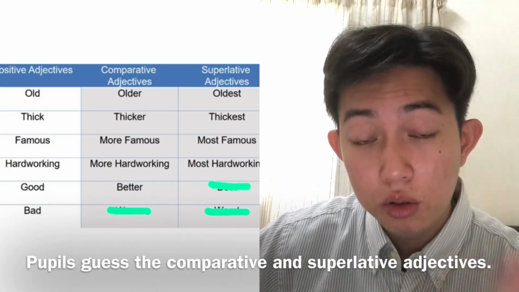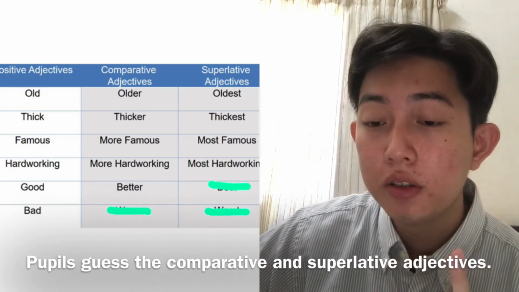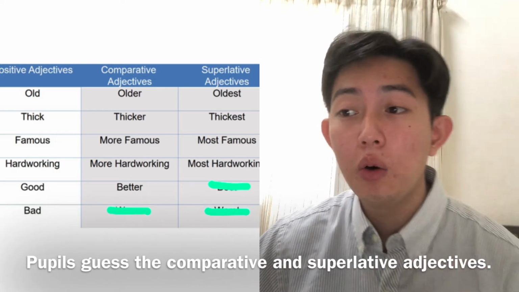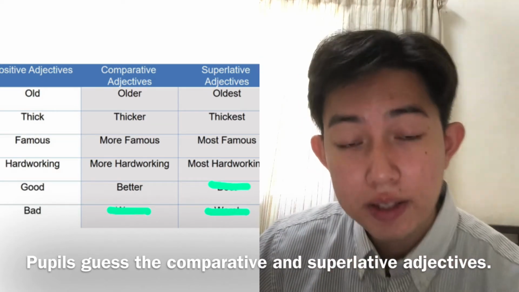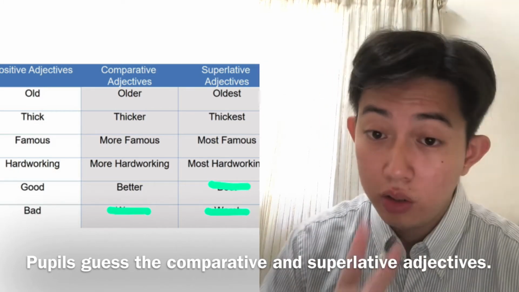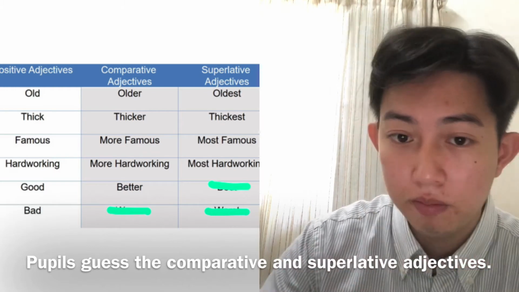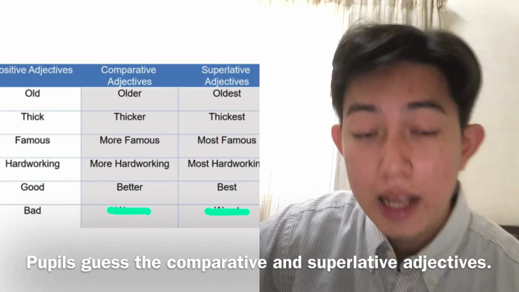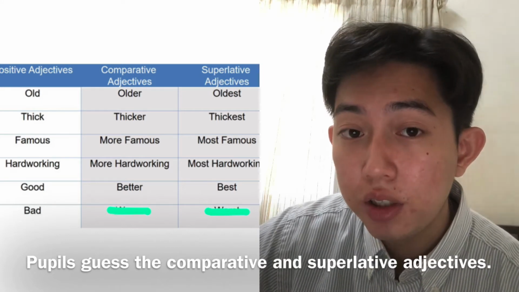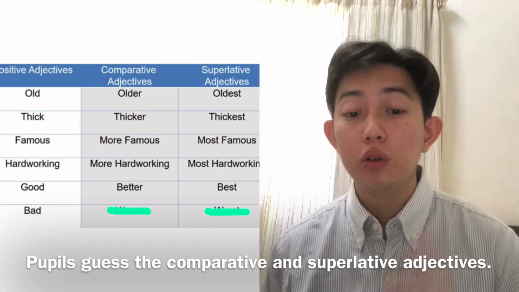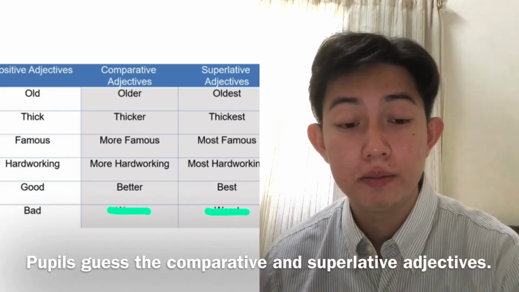So good and better. For example, Alice is good in English. However, Owen is better in English than Alice. Now the superlative one is best. Clady is the best in English among the three of them. So good, better, and best.